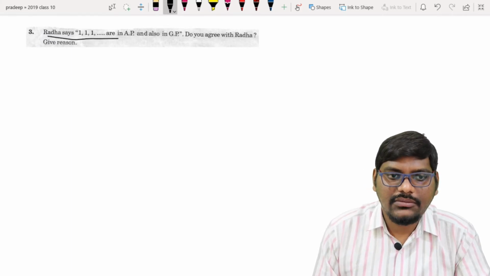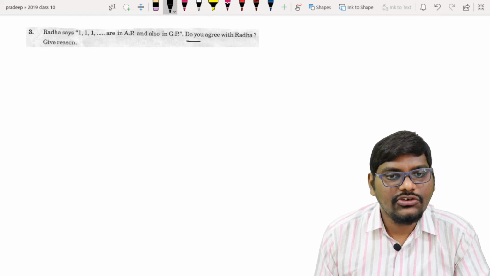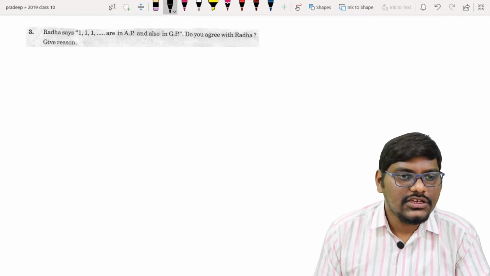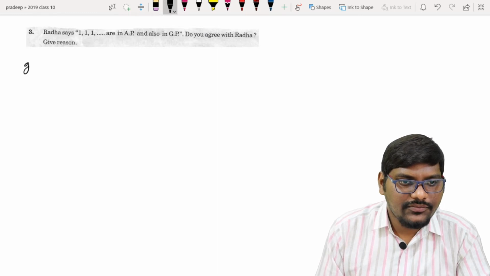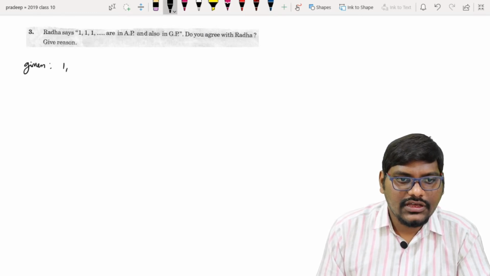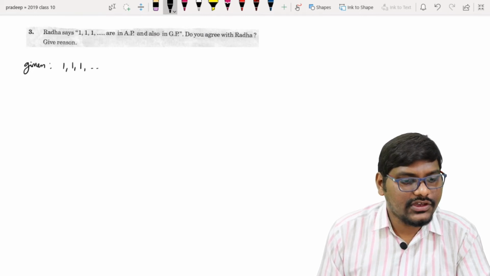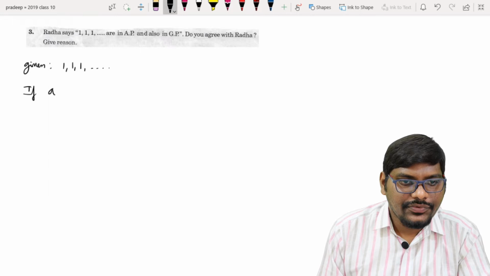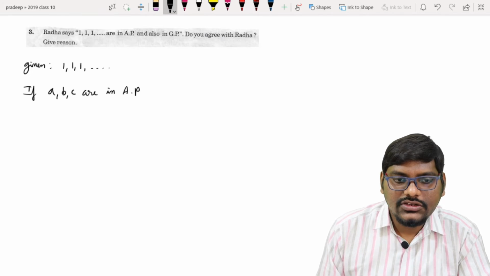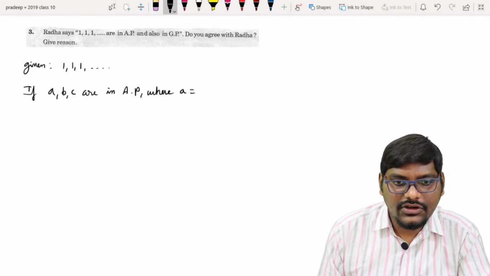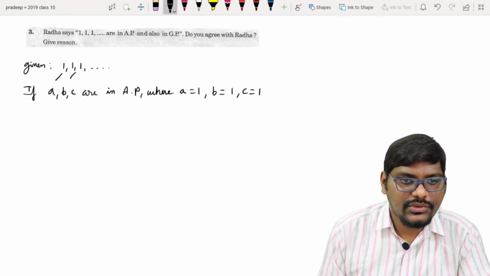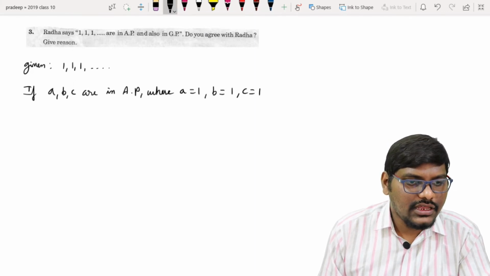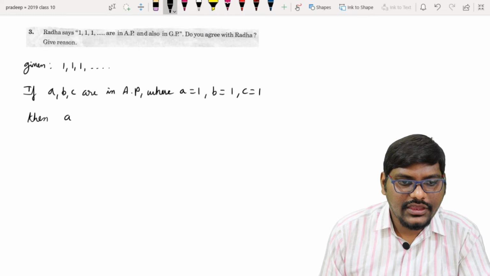Radha says 1, 1, 1 are in AP and also in GP. Do you agree with Radha? Give reason. Okay, so let's do this. What was given? So given is 1, 1, 1, and it was continued. So we'll write if A, B, C are in AP, that is what they said. So where we'll be writing A equal to 1, B is also 1, C is also 1. So then we can write this as A plus C equal to 2B.